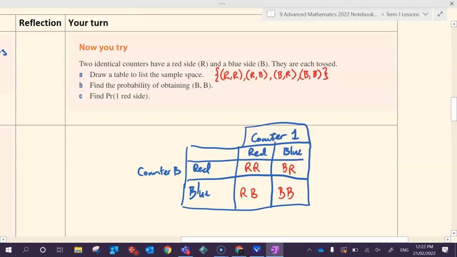Okay. They're the possible outcomes from this experiment of rolling 2 identical counters with 1 red side and 1 blue side. Great. What's the probability of getting blue on each? What do we reckon? 1/4. Why is it 1/4? Yeah, it's the number of favorable outcomes. There was only one favourable outcome of blue and blue. The last one there, wasn't it? And it's divided by the total number of possible outcomes.